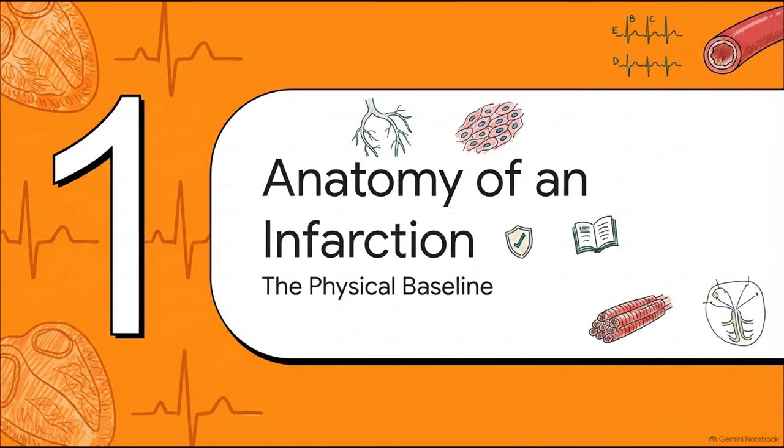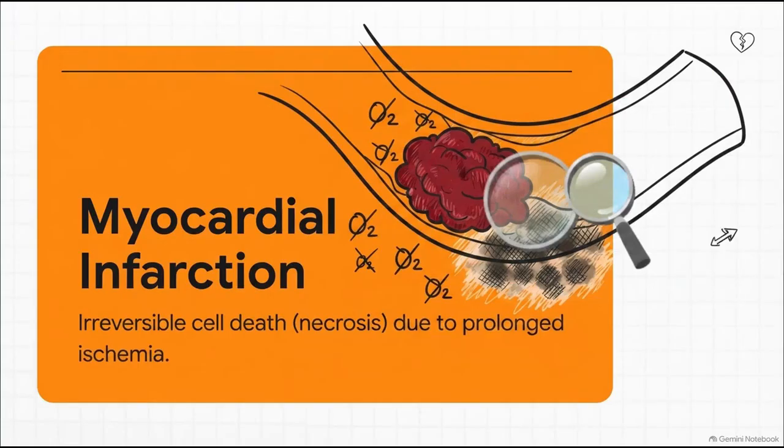Section 1, Anatomy of an Infarction. Let's get our clinical baseline set. To get the coding right, you absolutely have to know what's physically happening inside the patient's arteries first. At its core, an MI is defined by irreversible cell death, literally necrosis of the tissue. And this happens because of prolonged ischemia, meaning a severe lack of blood flow and oxygen. Picture a clot completely choking off that oxygen supply. That's what leads directly to the localized necrosis we're trying to code.